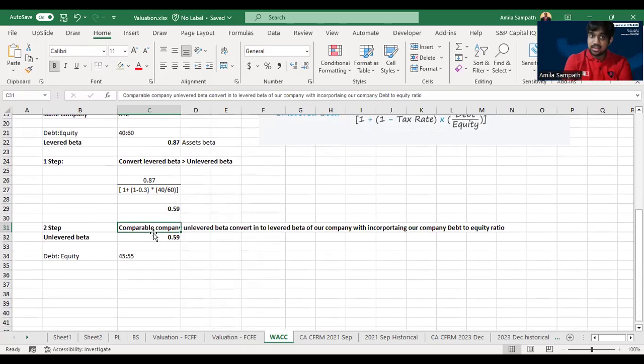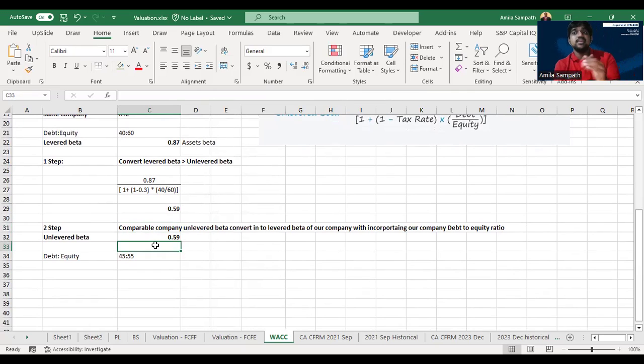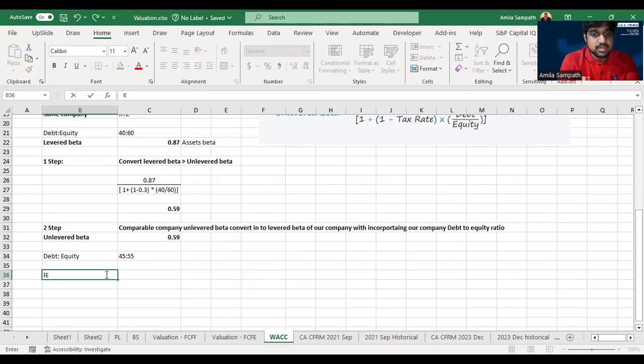Simply, as I told you, if our comparable company's levered beta is 0.59, we can assume that if we also finance 100% from equity, then our unlevered beta should also be 0.59. Then we adjust it to our financial leverage. Then we can derive what? Then we can derive our company's levered beta.